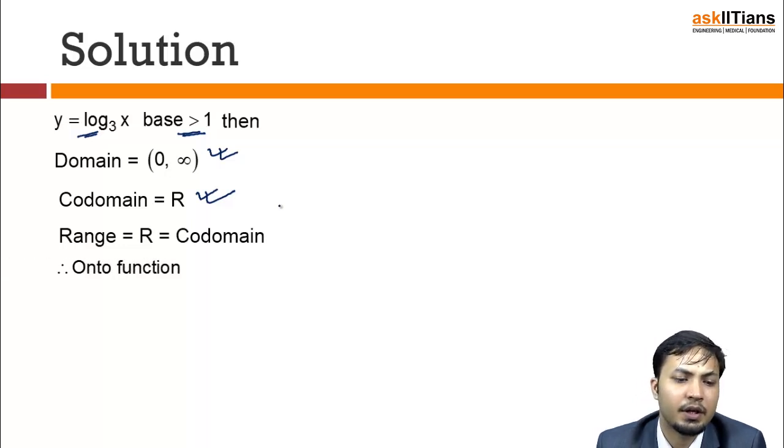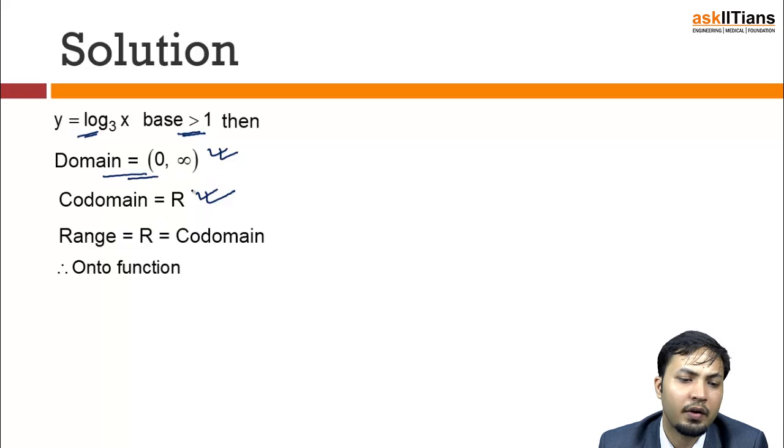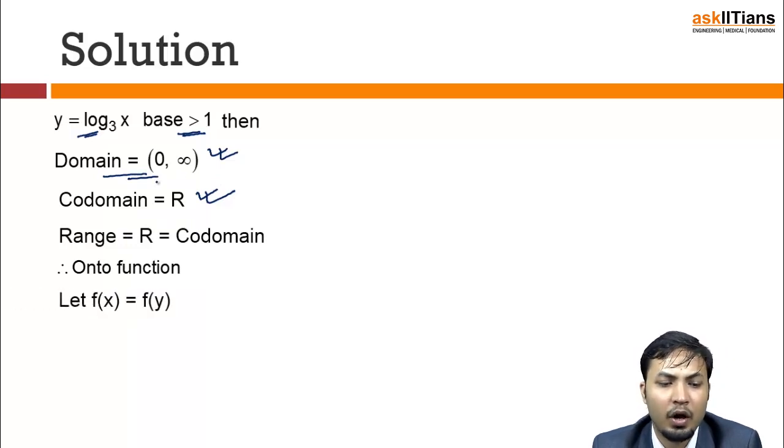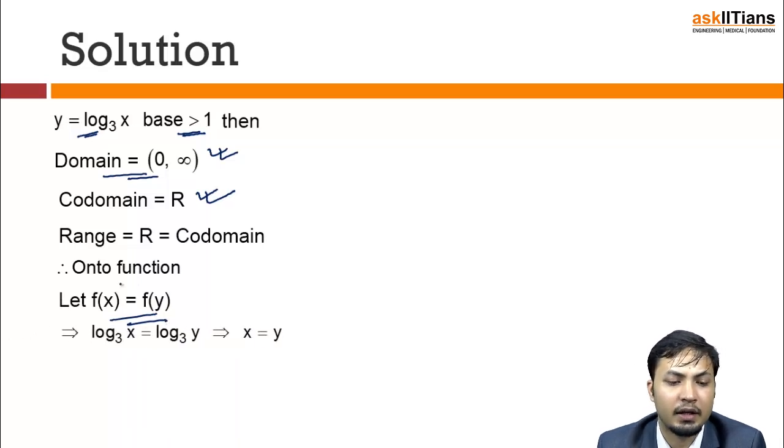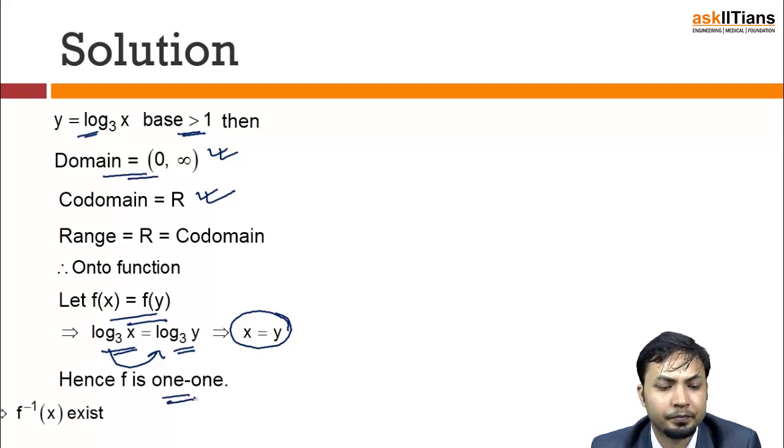Then in that case it becomes an onto function, right? My codomain and range, they are the same. My domain is from 0 to infinity, so the function becomes an onto function. So I will let my f(x) is equal to f(y). Then from that I can get my x to be equal to y. Why? Because log 3 x is equal to log 3 y, so the antilog of this one, if this log comes this side, it becomes an antilog, so I'll get my x is equal to y. Therefore my function f is 1-1. So f inverse of x does exist.